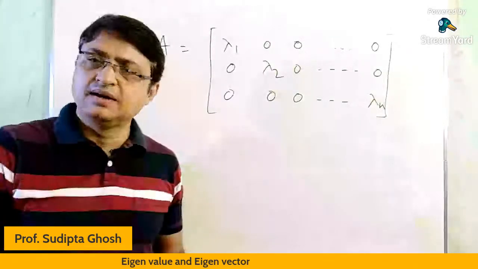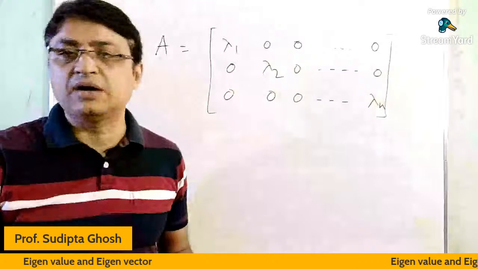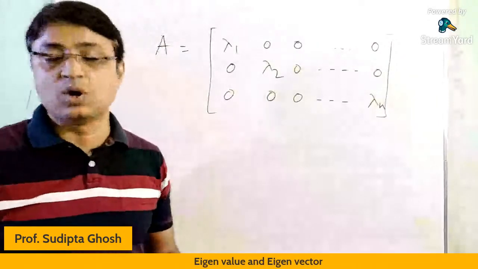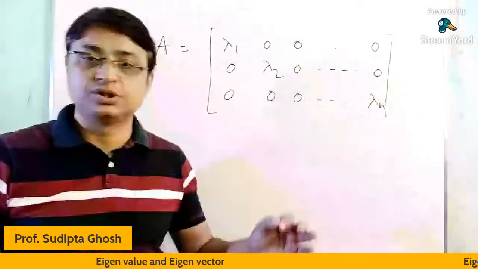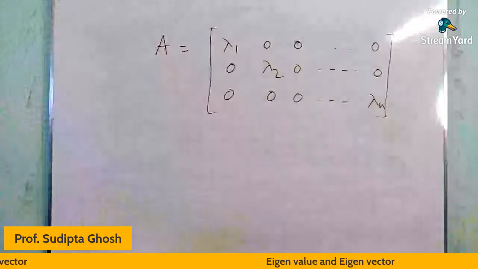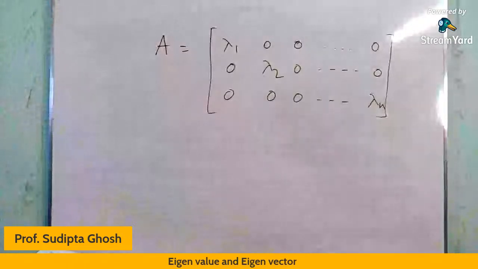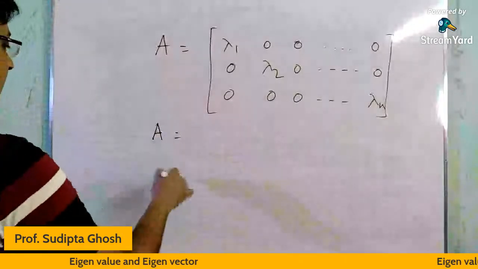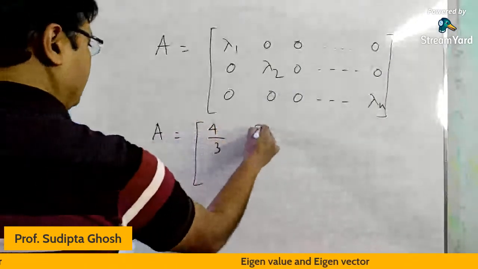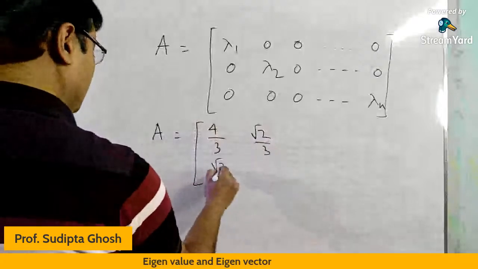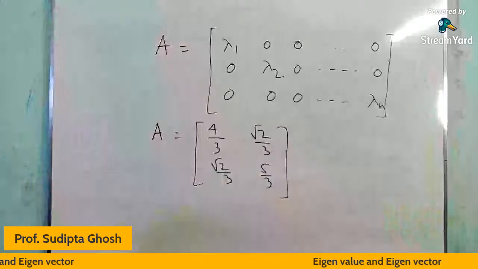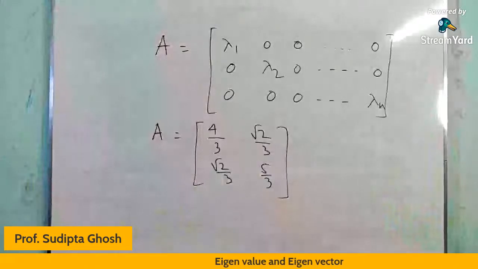Actually, to find the diagonal matrix of A, you again have to obtain the eigenvalues or the characteristic roots of A. So let's take a problem. Diagonalize A equals the matrix with rows 4/3, root 2/3 and root 2/3, 5/3. This is the given matrix, and we have to diagonalize it.